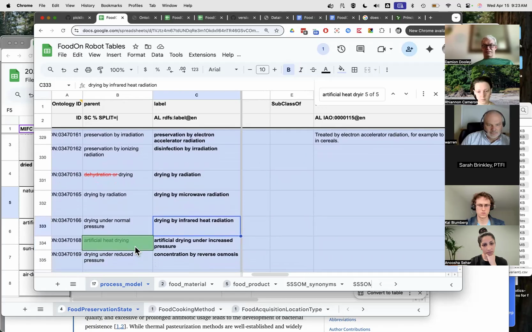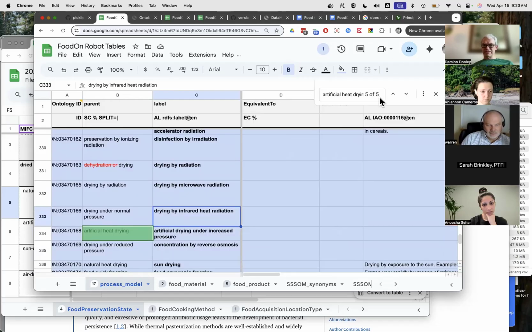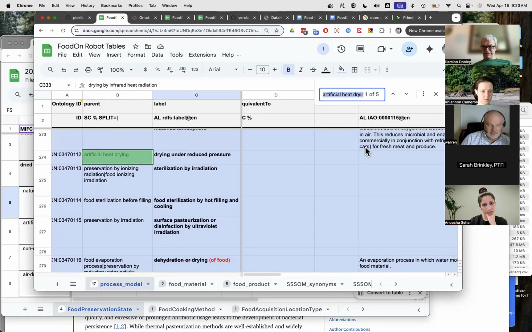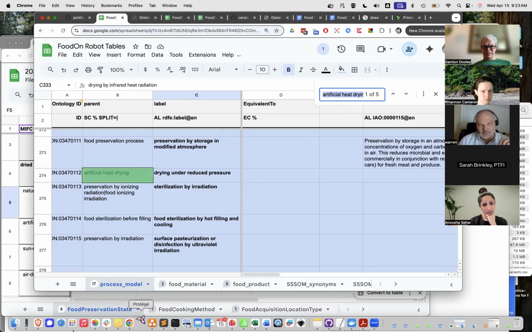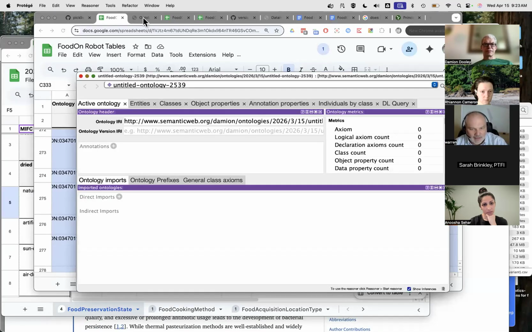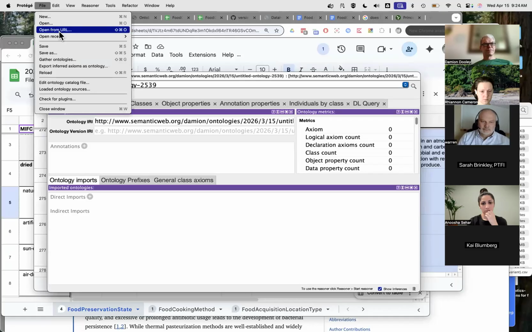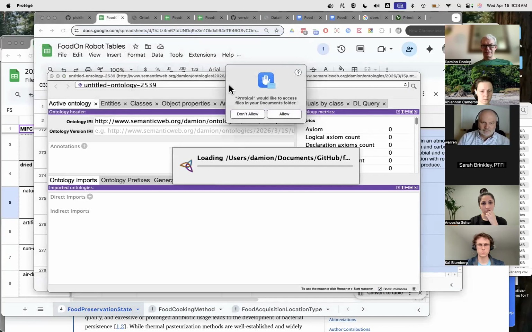Okay, and this is an existing term, but it looks like it doesn't have a definition yet. Let's just verify that. We'll get back to where we were in just a sec.